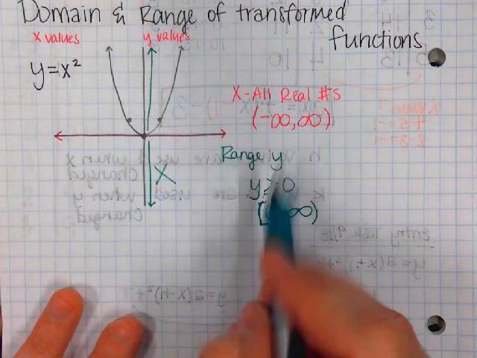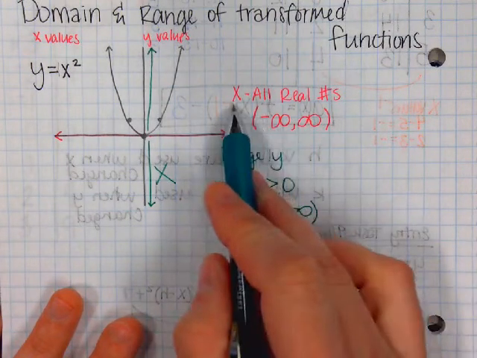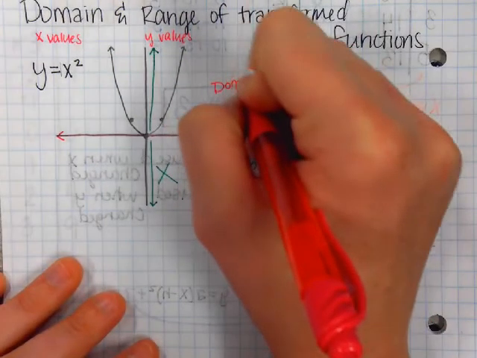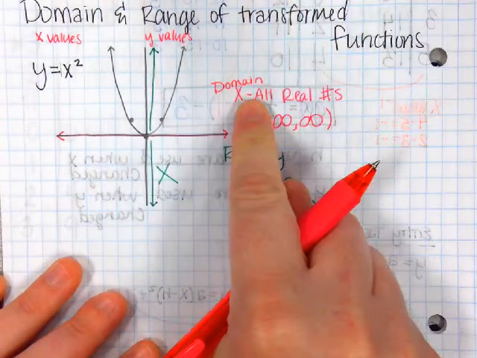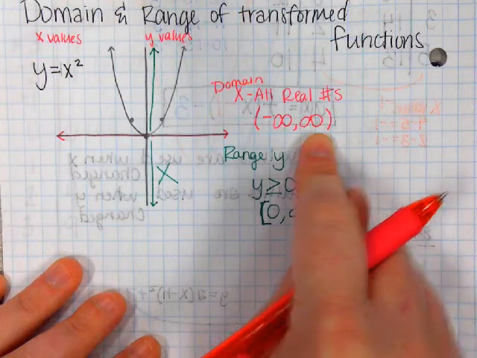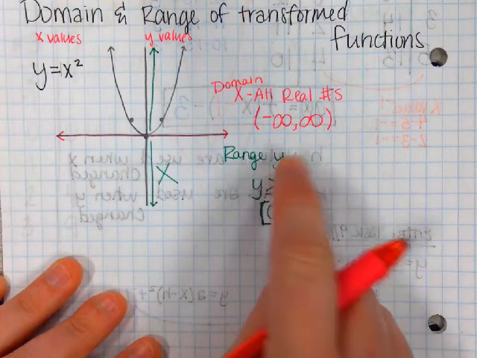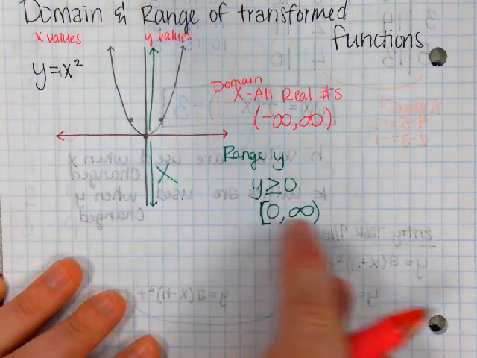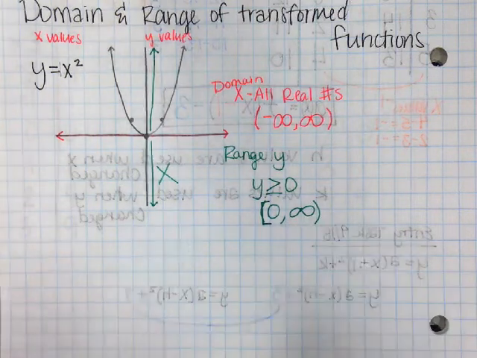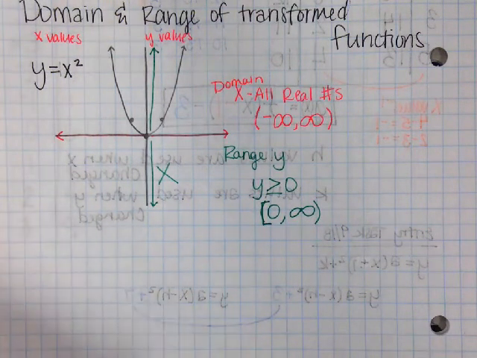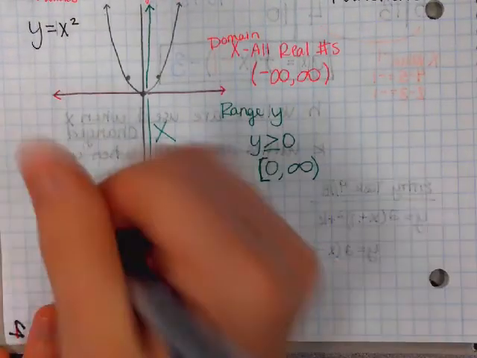And then this one, let me write out domain just to make sure we have it. So domain is the x values. They're all real numbers. It goes from negative infinity to positive infinity. Range, or the y values, are all greater than or equal to 0, or from 0 to positive infinity. Okay, so that's the parent function.